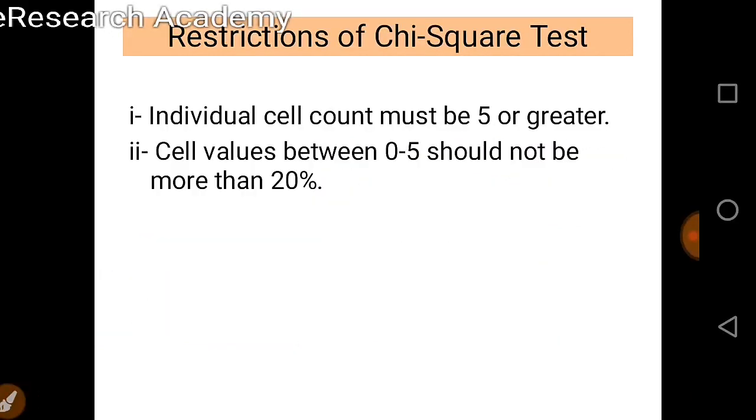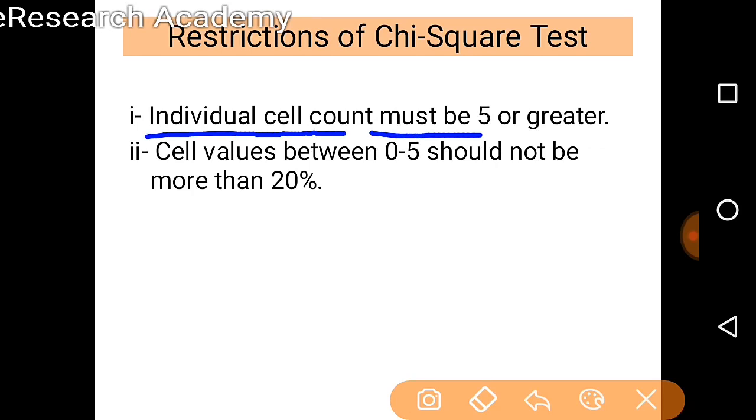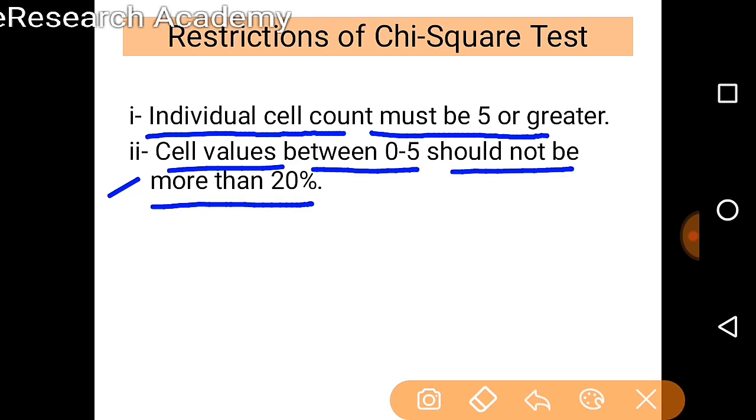Other than the assumptions, there are certain restrictions of the chi-square test. These are: first, individual cell count must be 5 or greater. Number 2, cell values between 0 to 5 should not be more than 20%. So these two are the restrictions while calculating the chi-square value in case of the chi-square test of independence of two categorical variables.